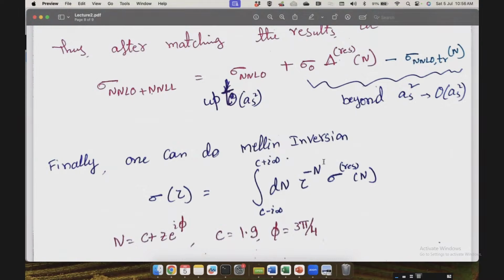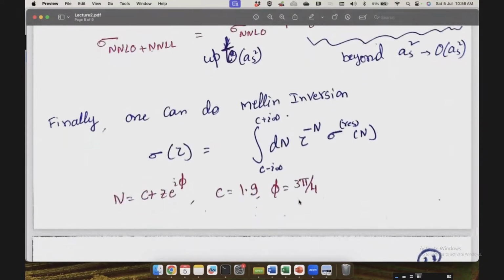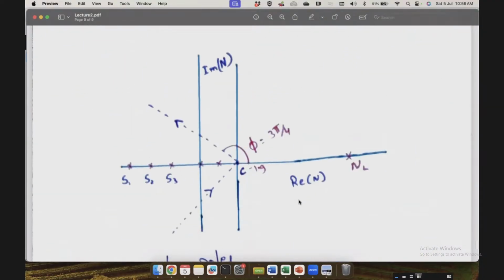Mellin inversion is defined this way. Tau is a physical variable, whatever space you want to come back to. So if you want to come to x space or tau space or z space, you take that variable here, then take its power of minus n and integrate over that n variable. So this is a Mellin inversion. While doing this Mellin inversion, what was the problem I mentioned? The Landau pole problem will be there, so that is where we have to avoid it.